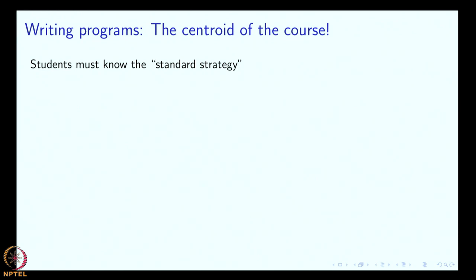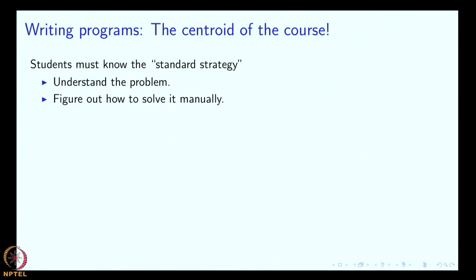Students must somehow, not explicitly as such, but any time you talk about programs, you should talk about this standard strategy. What is the standard strategy? Understand the problem. Understanding the problem, we said, means devising input instances and corresponding output values. So what output value is needed for what input? At this level the students must understand the problem. They must be able to figure this out on their own.